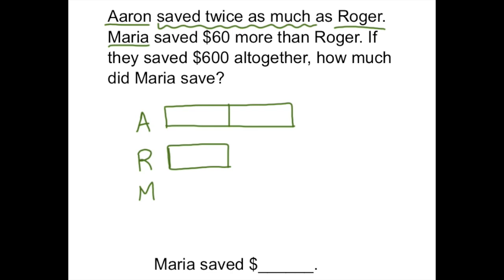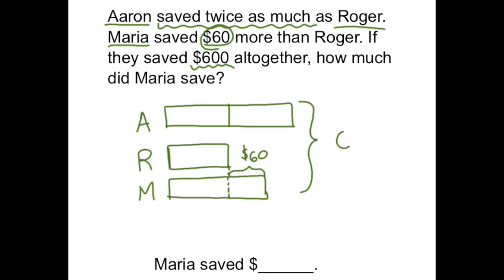I'm also told that Maria saved 60 more than Roger. So I'm going to draw Maria's bar a little longer than Roger's and make sure that I label all the extra $60. I have one last bit of information, and that is that they saved 600 altogether. If they saved 600 altogether, I want to know how much did Maria save.